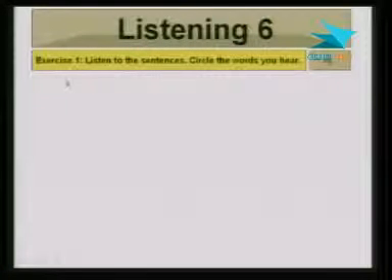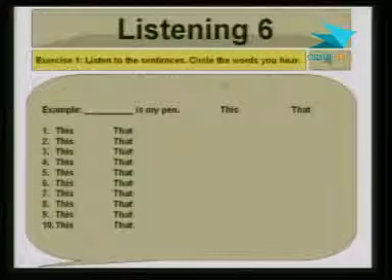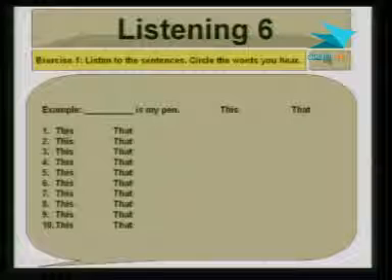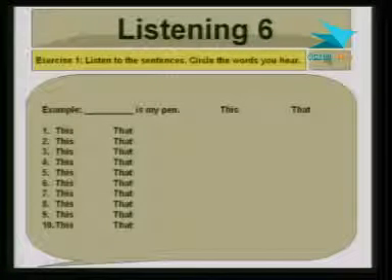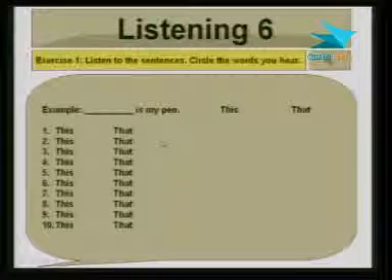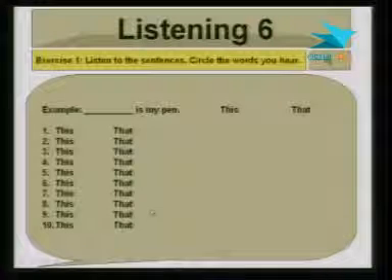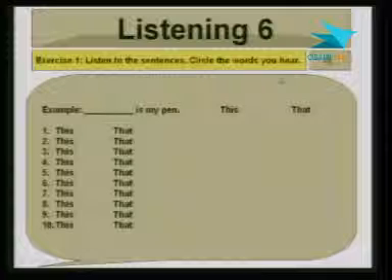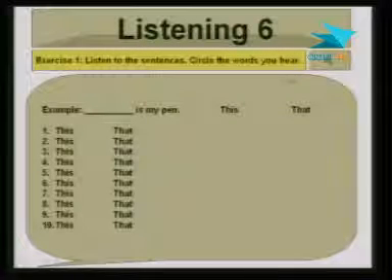Now, direction for this exercise: listen to the sentences, circle the words you hear. All right, here are some words, and the words are this and that. So we have this in this column, that in this column. So let's listen, and they will say the directions again.